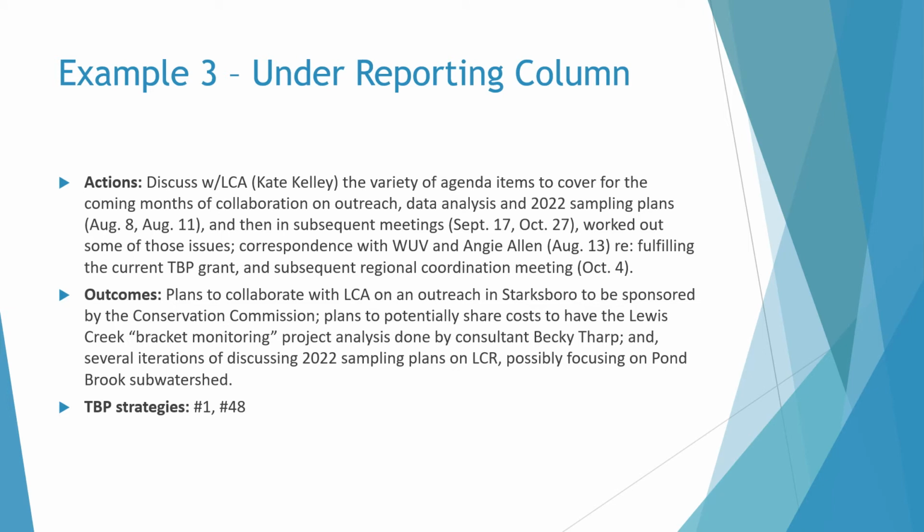Example number 3 focuses on actions, outcomes, and Tactical Basin Plan strategy number. The action here was a collaboration with a watershed partner to review a list of items to complete monitoring priorities for the year, the follow-up needed from that collaboration, and when these actions took place. The outcome was to work with a watershed partner to reach out to local stakeholders for monitoring priorities, to identify cost share options for monitoring, and determining sampling focus areas. The Tactical Basin Plan strategy numbers were identified.